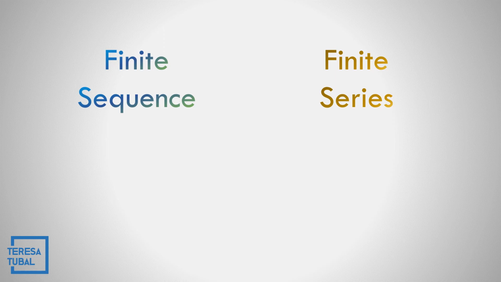Can you identify the difference between finite sequence and finite series? The finite sequence has the first and the last term. So the example is 1, 3, 5, and 7. While the finite series is the sum of the finite sequence, so 1 plus 3 is 4, 4 plus 5 is 9, 9 plus 7 is equal to 16.